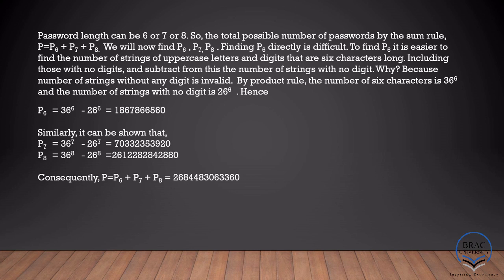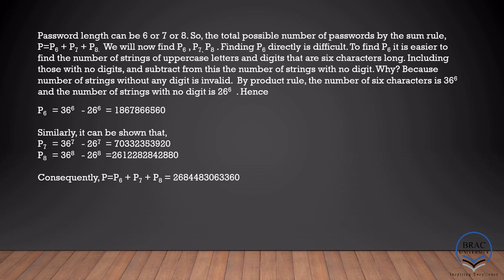Now we have to exclude the possibility where we pick all letters. So we are excluding 26 to the power 6, right? So for 6 places we have 36 options, that is why 36 to the power 6. However, we cannot pick all letters, that is why we are excluding the possibility where we have only letters, that is 26 options for 6 different places, 26 to the power 6.